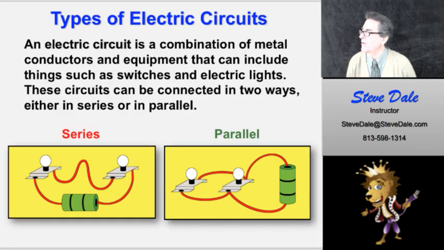There are two types of electric circuits that we need to be concerned about, one being series, the other being parallel. And basically, an electric circuit is a combination of metal conductors and equipment that can include things such as switches and electric lights. These circuits can be connected in two ways, either in series or parallel.